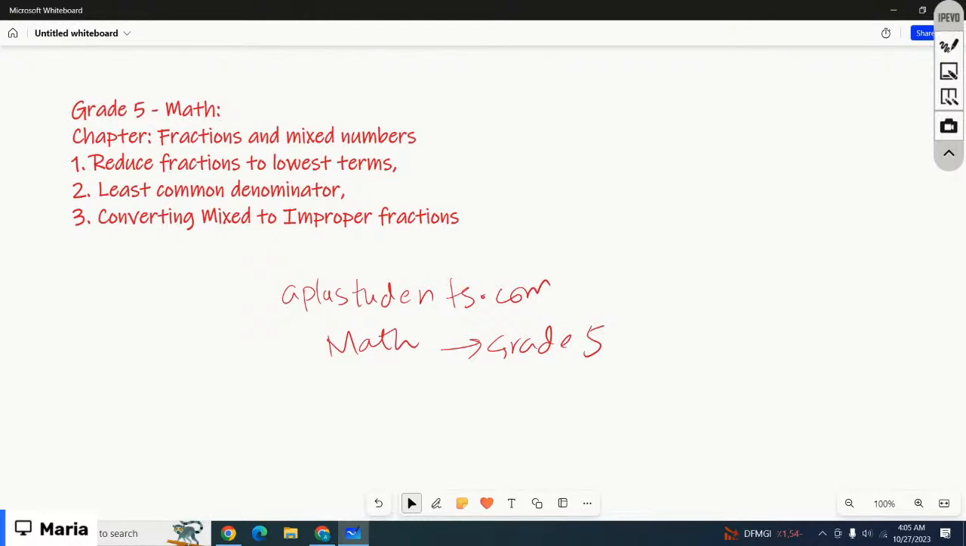We're going to start with the chapter fractions and mixed numbers. The lessons we're going to cover today are reduce fractions to lowest term, least common denominator, and converting mixed to improper fraction.